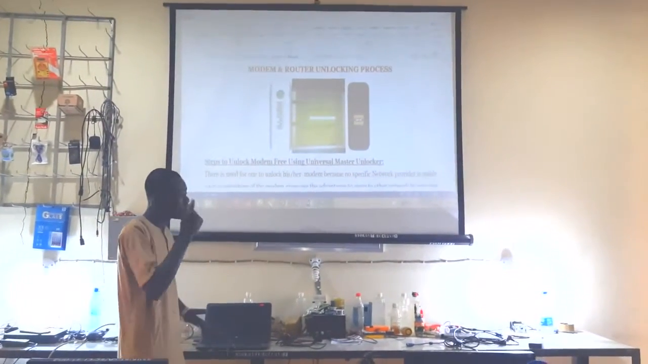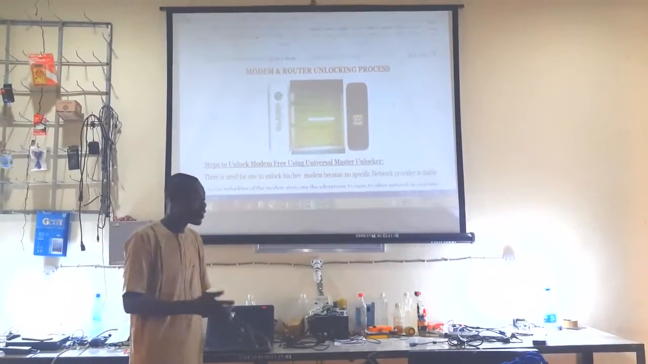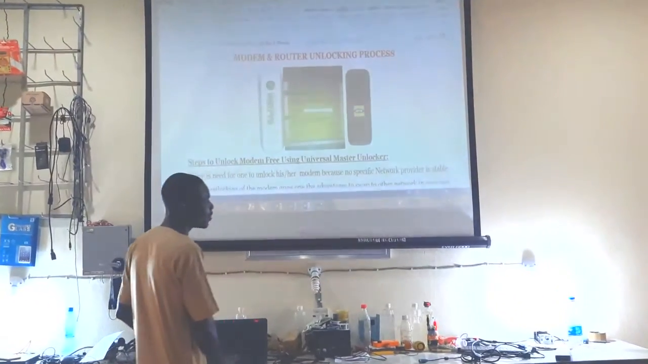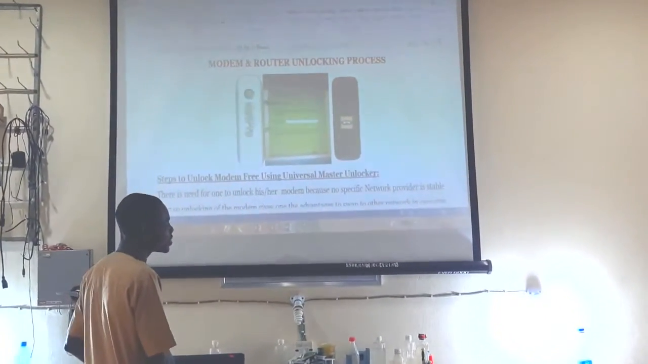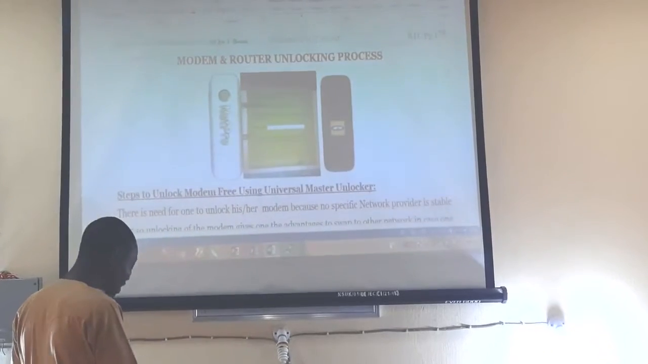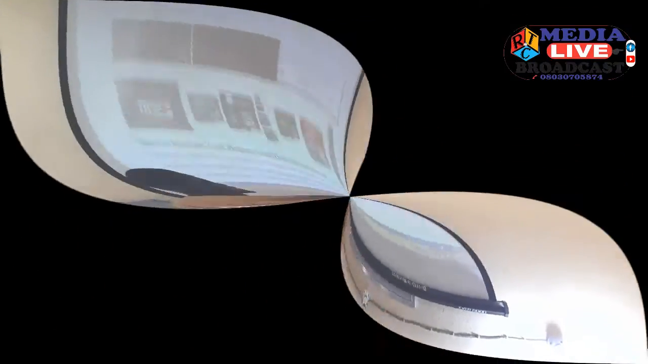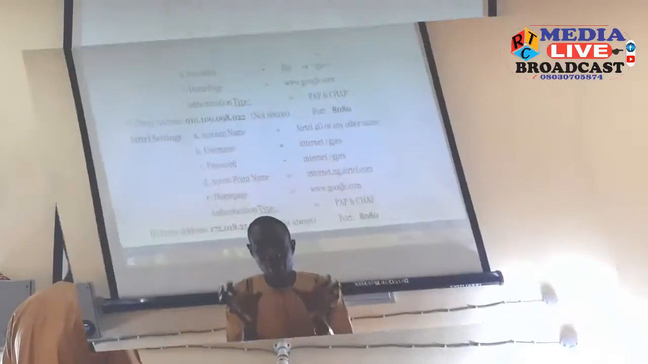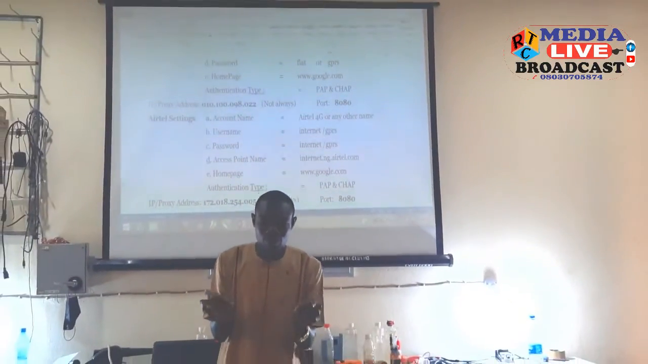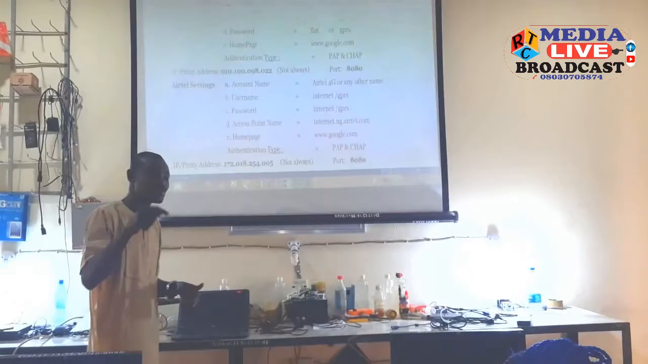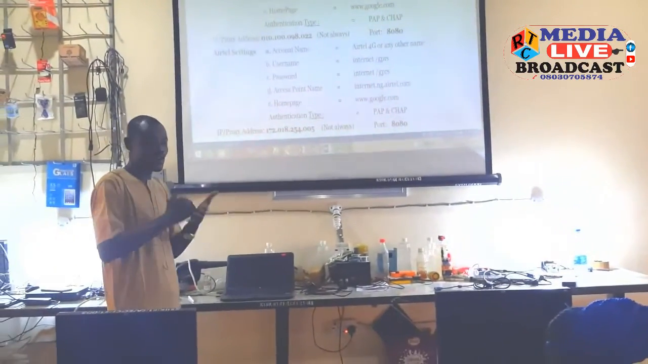First is called Universal Master Code Unlocker, while the second one is called DC Unlocker. So we walk through the first one, which is called Universal Master Code Unlocker. So now with this step you have on the screen here, every modem has what we call an IMEI number. The IMEI number is to be used to unlock the device.